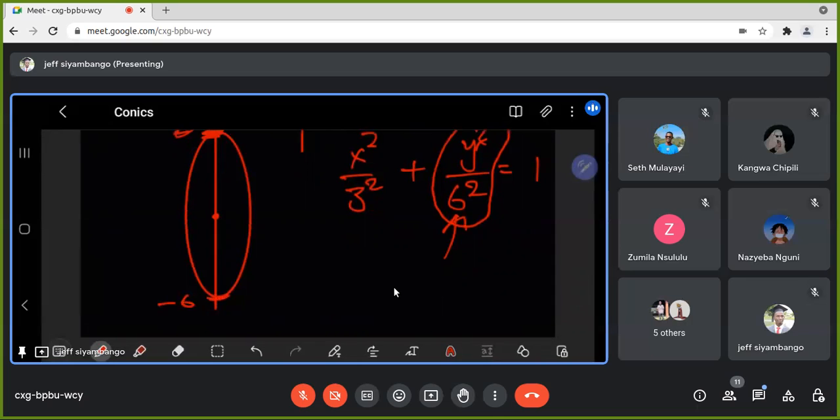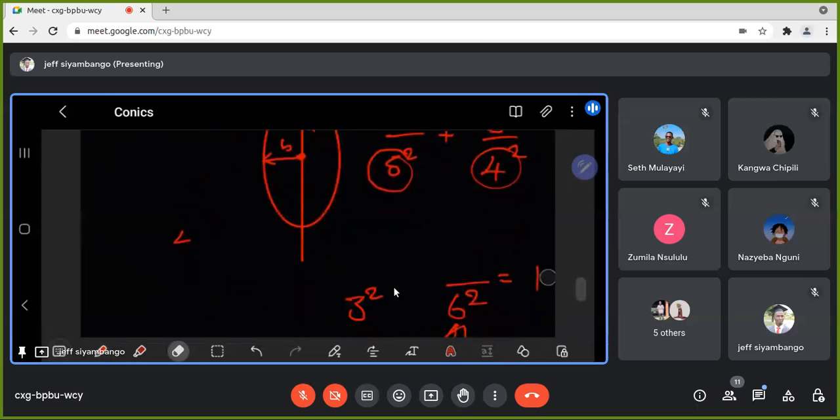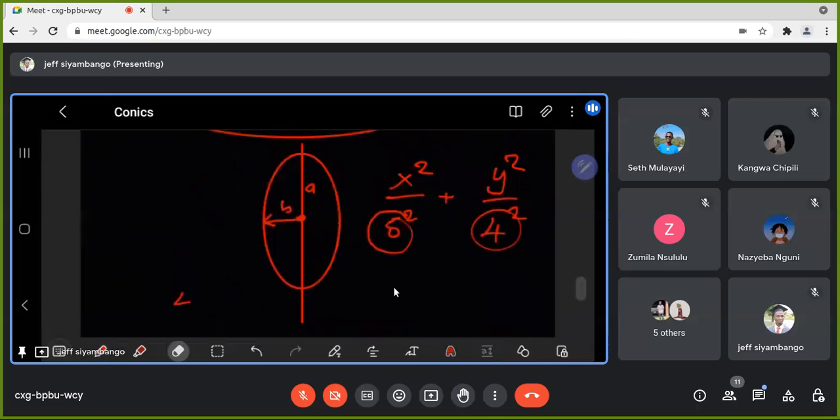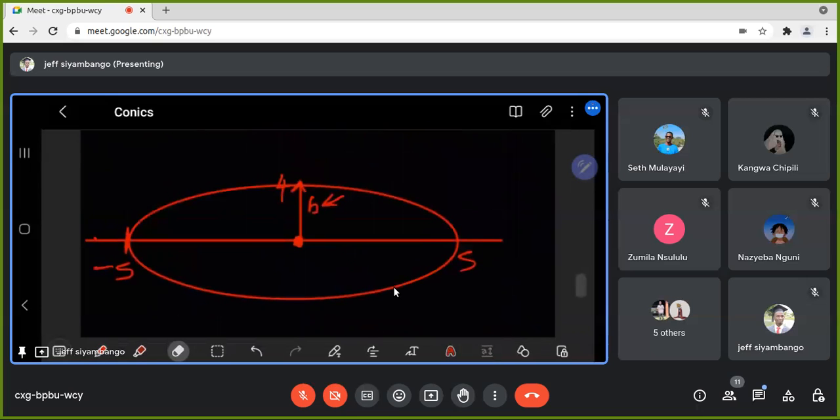The denominator: if y has a larger denominator than x, then it implies that the measure is in the y for this ellipse. And if x is the one with the larger denominator compared to y, then the measure is in the x. In our current example, x has a larger denominator. So our measure for this ellipse is in the x-axis. So this is what we're looking at.